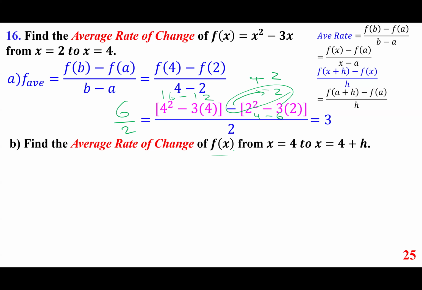Now find the average rate of change of f of x from x equals 4 to x equals 4 plus h. So simply put, we want f of 4 plus h minus f of 4 over 4 plus h minus 4. In other words, we are looking at this one, everybody.